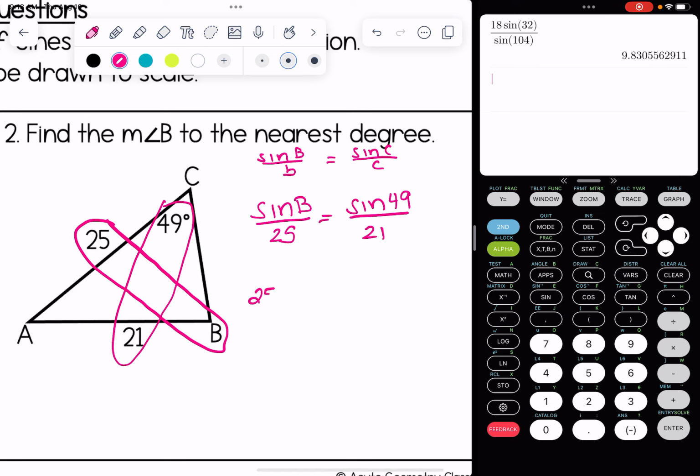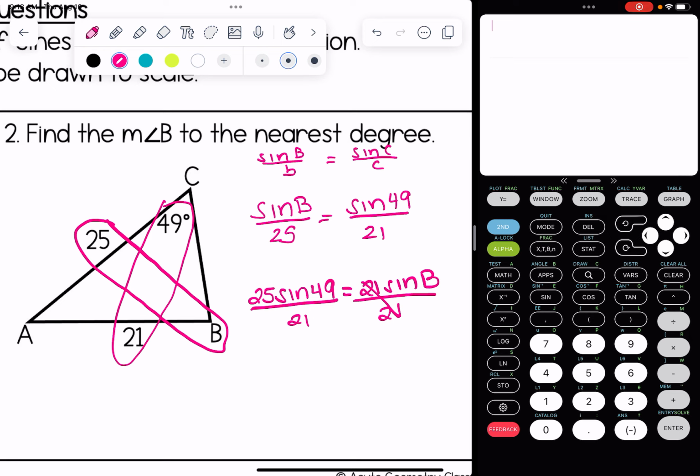So I have 25 sine 49 equals 21 sine B. I'm going to divide both sides by 21. And notice what we have here. So we have sine of B is equal to 25 sine 49 over 21. But remember, we want to find the measure of angle B, not the sine of B. So in order to get B, we have to do inverse sine. Right? Anytime you're looking for an angle, you're going to use inverse.